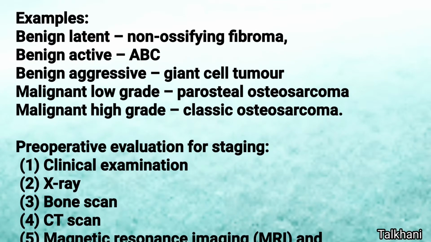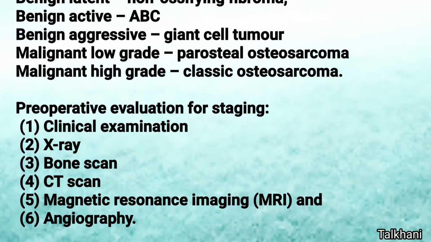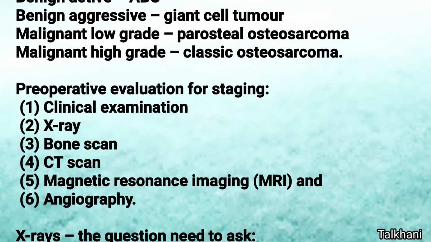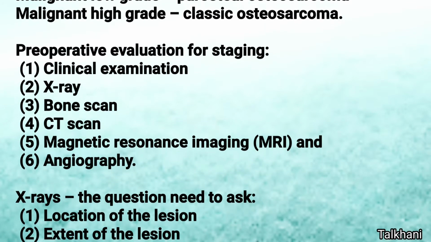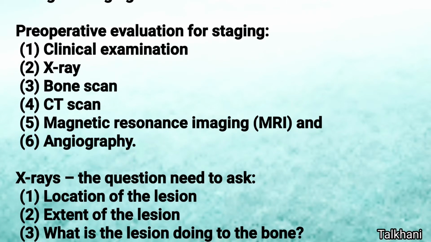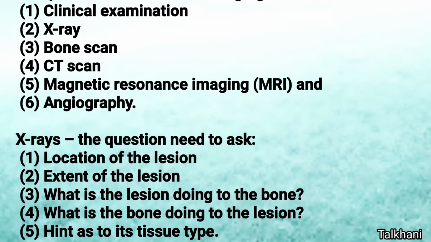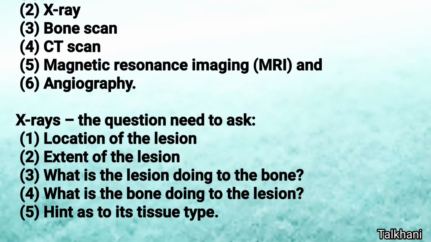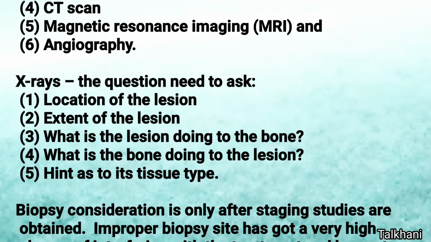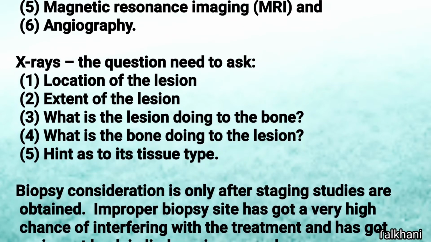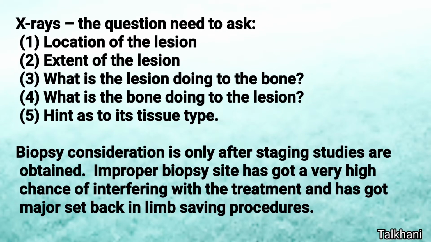Example is classic osteosarcoma. Preoperative staging evaluation of bone tumor involves clinical examination, X-ray examination, bone scan, CT scan, magnetic resonance imaging, and angiography, particularly if limb-saving surgery is planned. Enneking has put forward the way to analyze the X-ray appearance of the bone tumor. Number 1, location of the lesion. Number 2, extent of the lesion. Number 3, what is the lesion doing to the bone. Number 4, what is the bone doing to the lesion. And 5, are there any hints as to its tissue type.